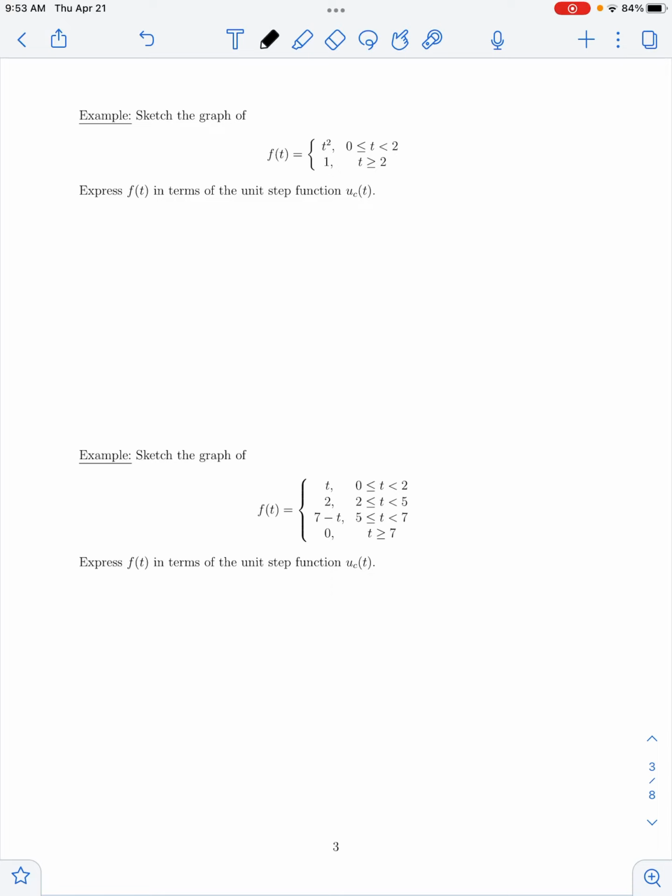So in our first example, we have f of t, which is defined as t squared on the interval from 0 to 2, and 1 for all time greater than or equal to 2. So let's start with our graph here.